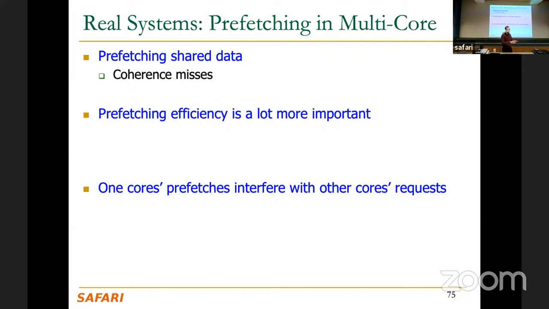Many cores may prefetch the lock because they may be executing similar pieces of code, but only one of them is going to get it, right? So it could cause invalidations in all of the cores. Basically, it can cause a lot of coherence traffic. Even if it may not be a coherence miss, it could be coherence traffic to invalidate the data. And we will see coherence later on.